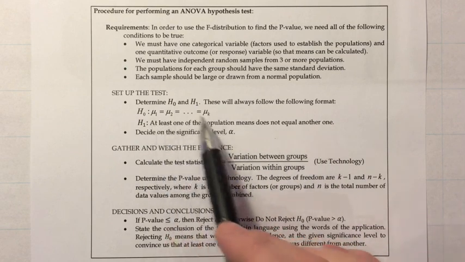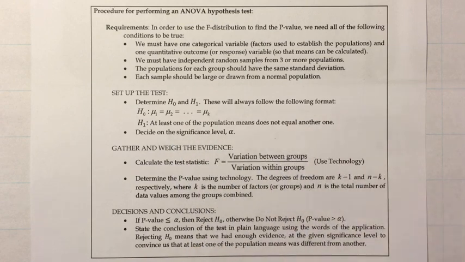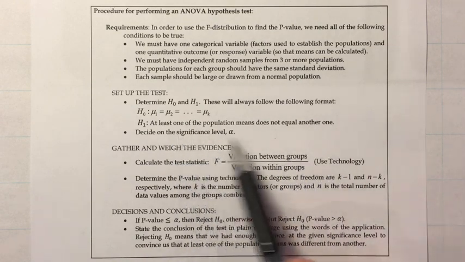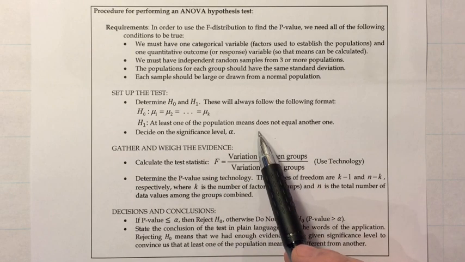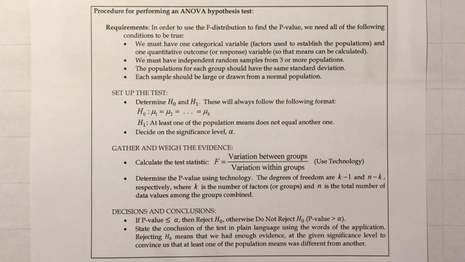So H0 says they're all the same. H1 doesn't say they're all different. It says at least one is different from the others. If they're all different, H1 would be true. If just one is different, H1 would be true. The only way H0 is true is if they're all exactly equal.